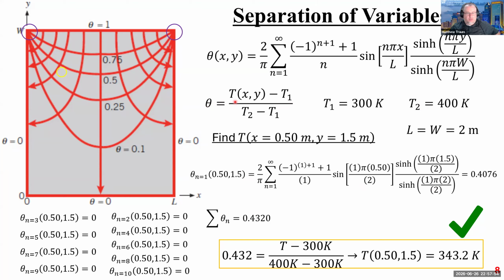And now I have one equation, one unknown. The thing I don't know is Txy. So I'm going to solve for Txy, which is what I'm doing right here, right? So here's my theta. Here's the T that I'm solving for. Here's T1, T2, T1 all over again. And so the actual temperature for this spot, 0.5 X, 1.5 Y, is 343.2 Kelvin.